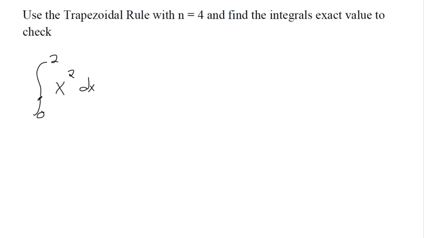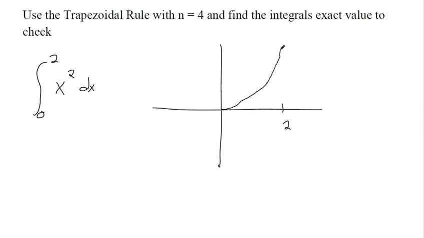We're asked to use the trapezoidal rule to approximate this integral. So remember what we do with integrals. This is from 0 to 2 on the x-axis. They tell us the area under the curve between two endpoints. So between x equals 0 and x equals 2, what is the two-dimensional space right here?